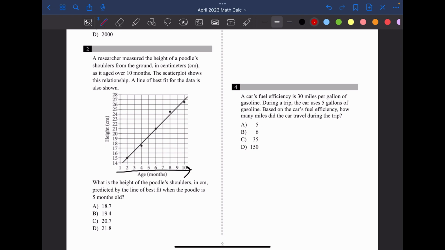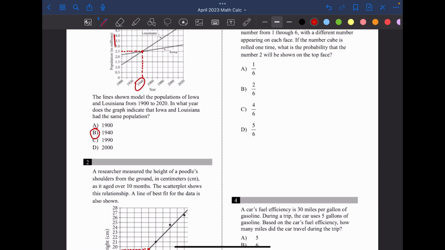So first, when does 5 months old happen? It happens here. So if we trace it up, it would be somewhere over here. And if you trace it to the right, it would be somewhere between 19 and 20. So it would be 19 point something. So which of these values is between 19 and 20? It has to be B. So very simple and super easy.